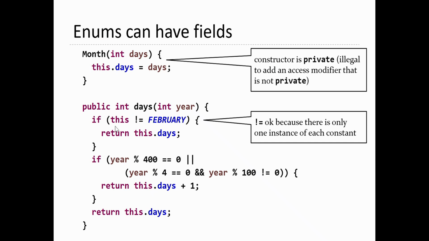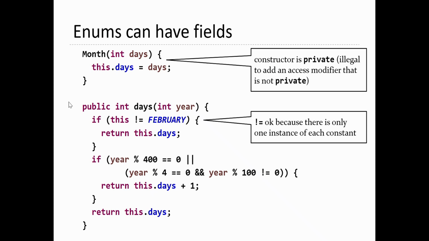So if this month is not February, I can just return the number of days that's stored in the field. Now, if the month is February, I now have to check, is the year a leap year? So that if statement there tests, is the year a leap year? If it's a leap year, I return days plus 1, 29 days in February. Otherwise, I just return 28 in this case.